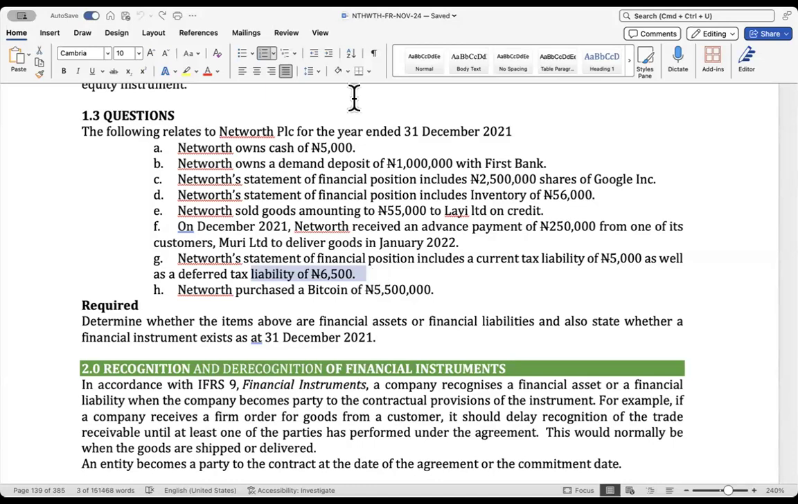Damilola, go ahead. Yes, sir. So my question is relating to this Bitcoin. What if the company held it as an available for sale instrument? How do we treat it? What do we classify it as? Inventory. Okay, thank you.